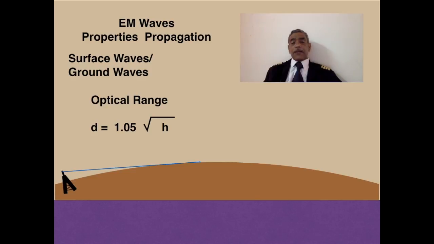So if we were to calculate, let's say an aerial were to transmit a radio wave at 10,000 feet, under root of 10,000 will be 100, times 1.05. The range would be just about 105 nautical miles. Is it of any utility? Not at all. 100 nautical miles, hardly any distance.